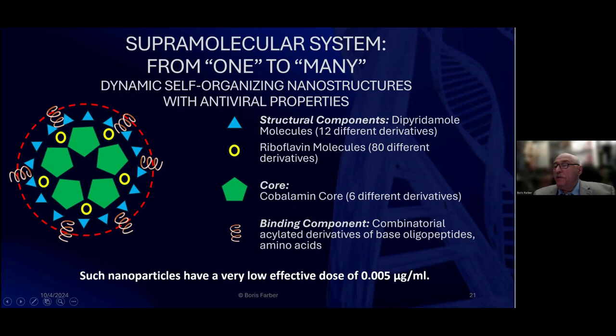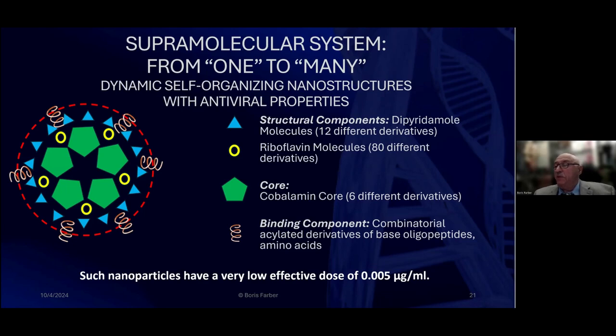Intermediate layer combining oligopeptides, amino acids, and dynamic riboflavin, this intermediate level is embedded between the core and structure molecules. This complex structure was predicted to exhibit a broad spectrum of antiviral activity, potentially leveraging the unique property of each component to enhance overall efficacy.